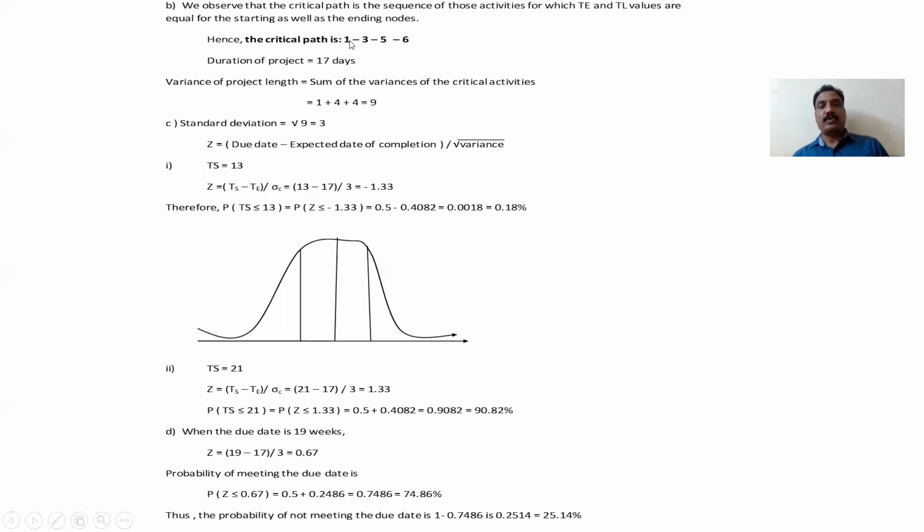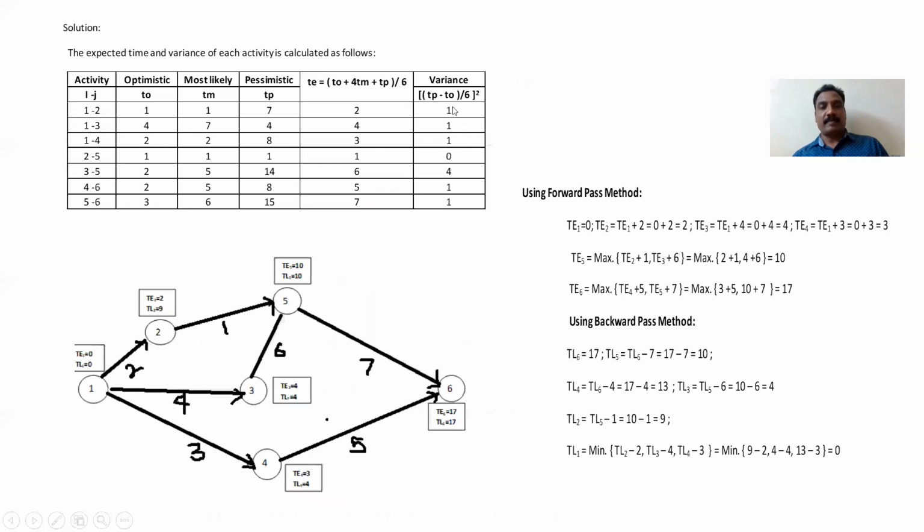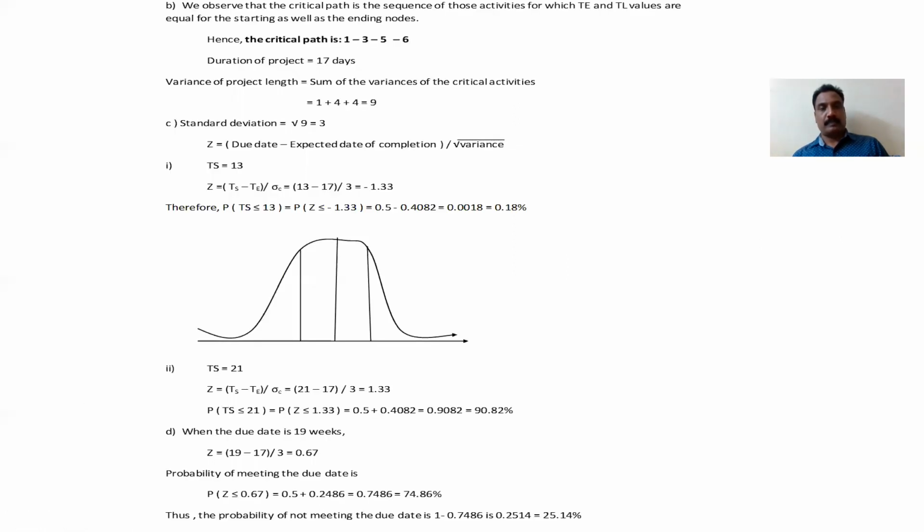Critical activities 1 to 3 is 1, 3 to 5 is another one, 5 to 6, and respective variances. Variance is nothing but from here you have to take 3 to 5. So this one, 1 to 3 is 1, then 3 to 5 is 4, then 5 to 6, like this you have to take 5 to 6. Sorry, variance of the project. That is 9. 1 plus 4 plus 4 is 9.